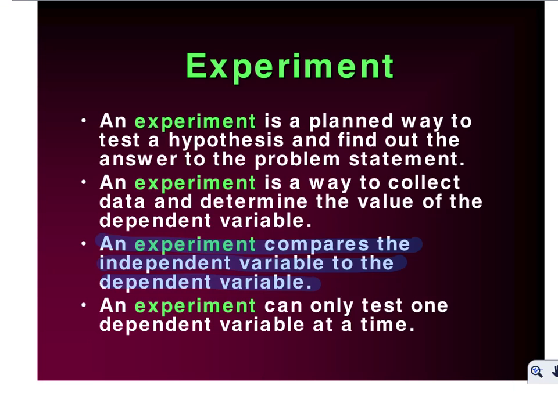Next, you want to conduct your experiment. An experiment is a planned way to test your hypothesis and find your answer to the problem statement. You want to test only the problem statement and not other variables. Your experiment will compare your independent variable to the dependent variable only. And important, only test one variable at a time. It's very hard to make an experiment with only dependent and independent variables. Everything else has to be a constant as close as you can.